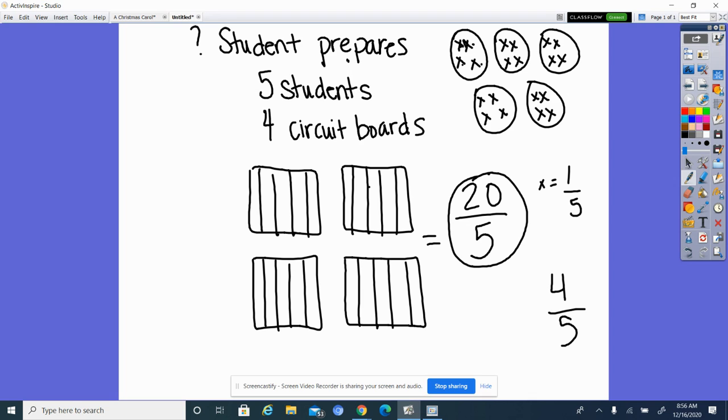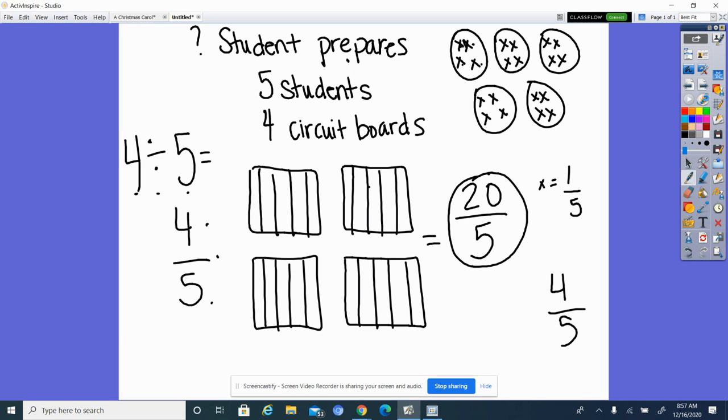Okay. So we had 4 boards divided by 5 students equals what? Equals 4/5. Oh, is there something right here that we've learned before? Say it. 4 divided by 5. Interesting, right? Is it kind of clicking? That when we look at a model, here's the reason why we do it this way. Good.